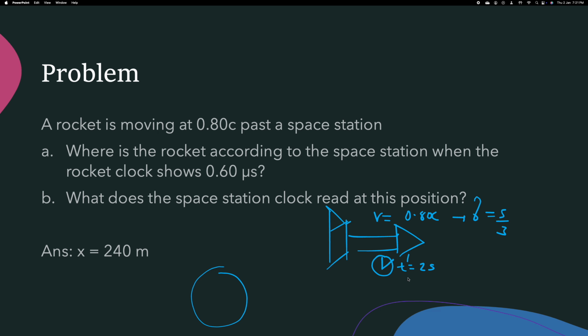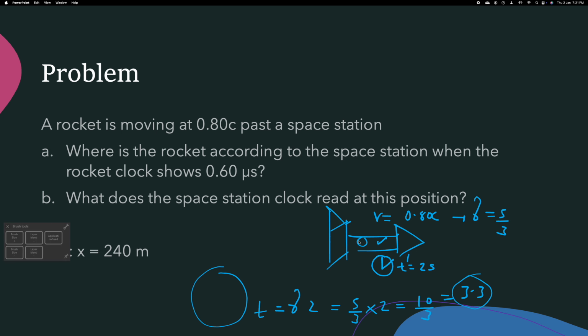So t prime is 2 seconds, which is nothing but the duration of the time in the clock with respect to the rocket. But what will be the duration of the time with respect to the Earth? It is going to be the gamma factor times 2 seconds, which is 5 by 3 times 2 seconds, which is 10 over 3, which is 3.3 seconds.